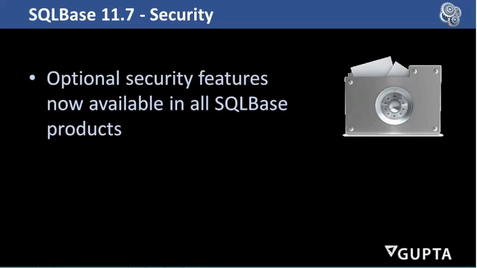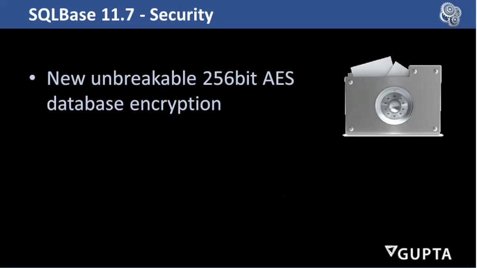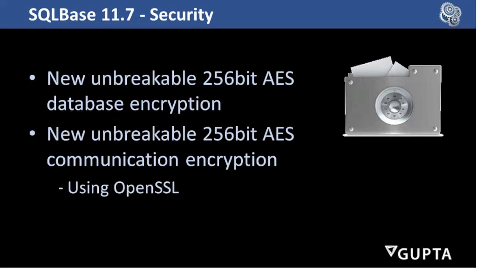What about security in SQLBase 11.7? The optional security features previously available in the Treasury Edition are now available in all SQLBase products. You get new unbreakable 256-bit AES key length database encryption, which is the most powerful encryption you can get nowadays. And the previous encryption we had, triple DES 128-bit, was never hacked, so this one is even stronger and protects your data as much as you can. You also get new unbreakable 256-bit AES communication encryption using OpenSSL, which is built into the new client drivers.